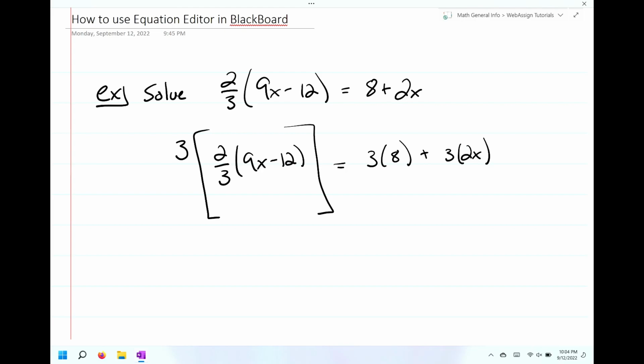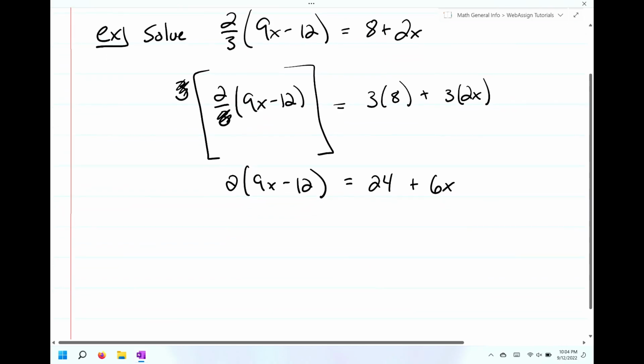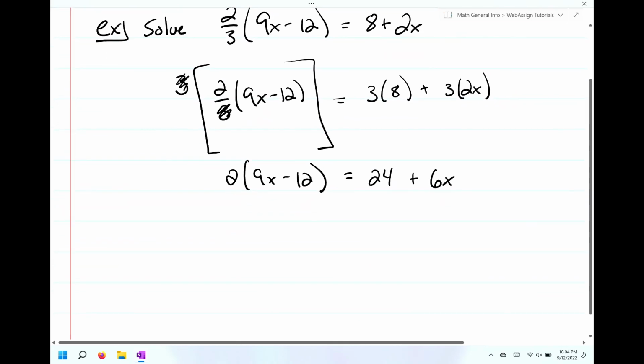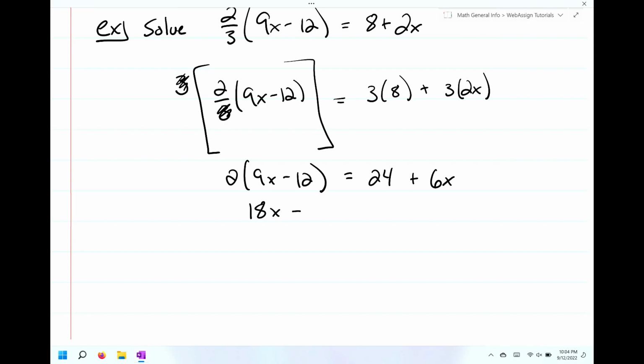Now moving from left to right, the 3's will reduce. That's the whole reason why I chose to multiply everything by 3, to get rid of that denominator, which I just did. So I get 2 times the quantity 9x minus 12 equals 3 times 8 is 24 plus 6x. Now here I can see that I have parentheses, so I'm going to have to distribute. I get 18x minus 24 equals 24 plus 6x.